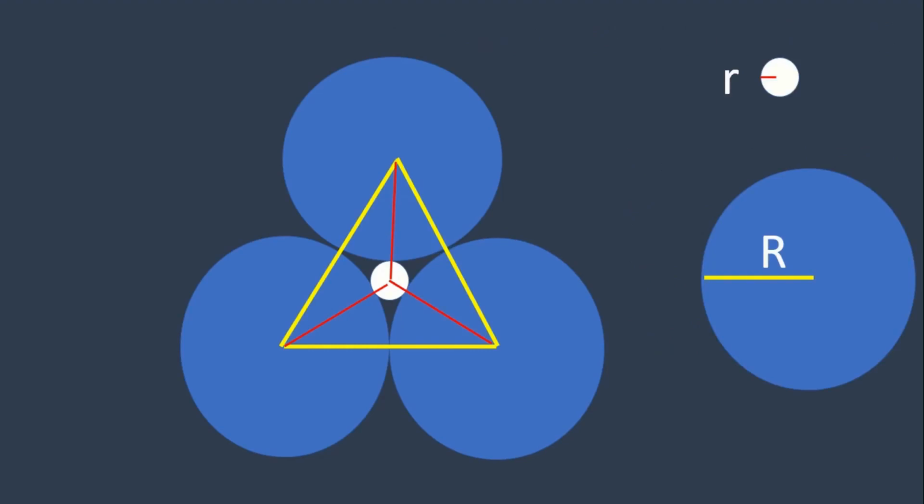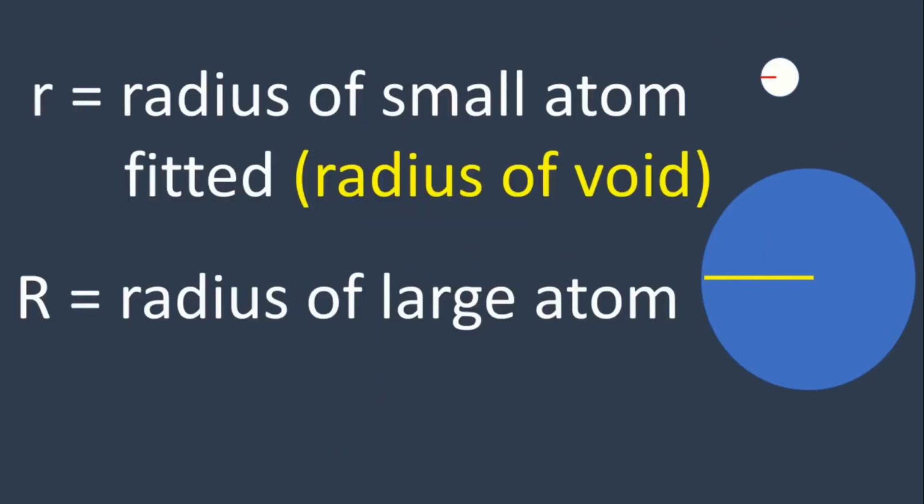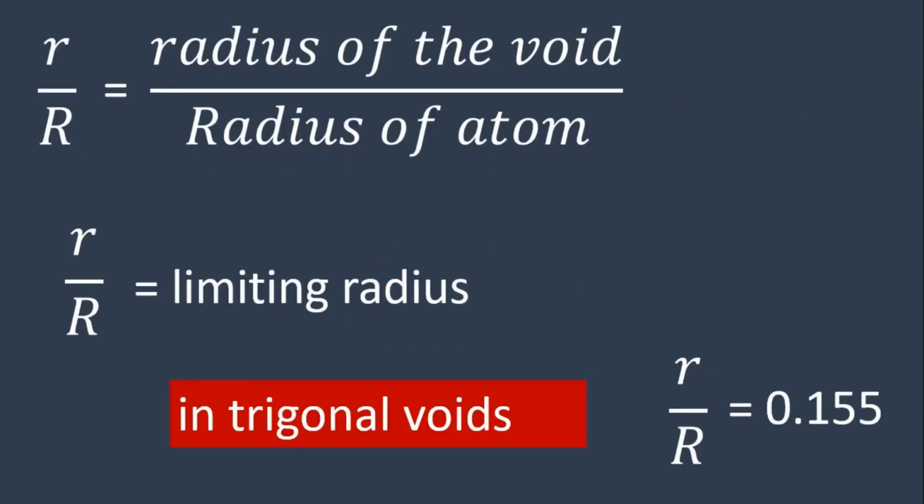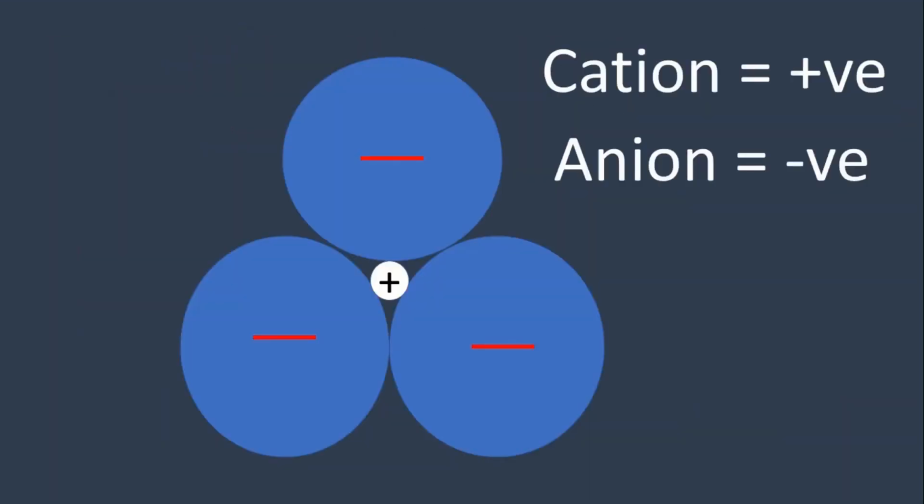See the small sphere indicated by white color? That is small r. Blue color sphere is the largest one. That is big R. Small r indicates the radius of the small atom. This is fitted in the void. Small r by capital R is 0.155. Radius of the void by radius of the atom is called the limiting radius. In the case of trigonal void, this is the value.